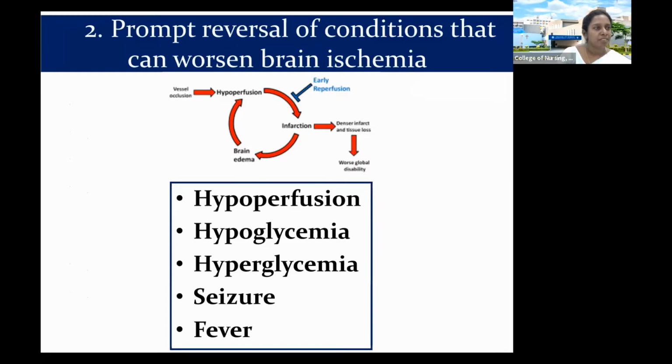The second topic under this is prompt reversal of conditions that can worsen brain ischemia. These are the five factors or five aspects that can worsen brain ischemia. If you can see in the picture there, already there's a vessel occlusion causing hypoperfusion. And if we are going to allow brain edema, if we are going to allow these factors, it is going to be like a cycle continuing, worsening the infarction, worsening the edema, and ultimately leading to very bad global disability. So these factors are hypoperfusion, hypoglycemia, hyperemia, and fever if they have after a stroke.